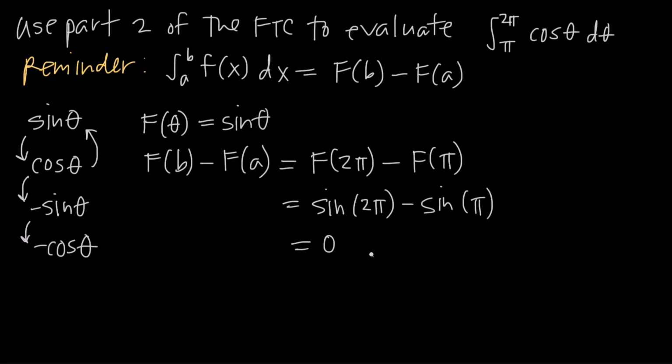Sine of pi is also 0, so we get 0 minus 0, or just 0, which means that the value of this definite integral is going to be 0. Now remember, the integral is just the area under a curve.